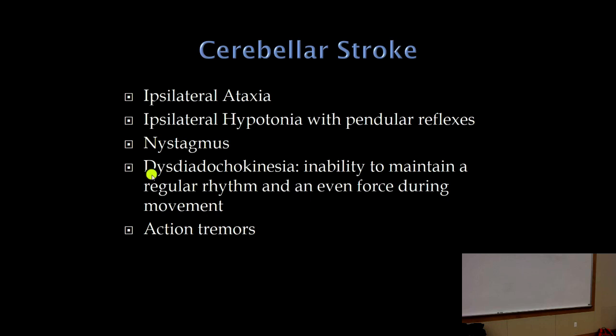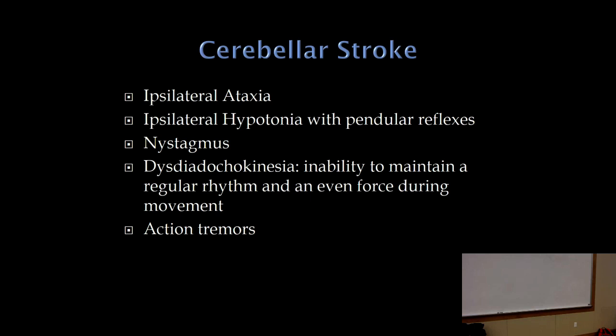Okay, and how about this great word here? This is like one of those long German words. Dysdiadochokinesia, okay, which describes a dys is bad and kinesia is movement. And diadoco is, I think, succeeding, bad succeeding movement. That's what it means. And essentially, this describes an inability to maintain a regular rhythm and even force during movement.